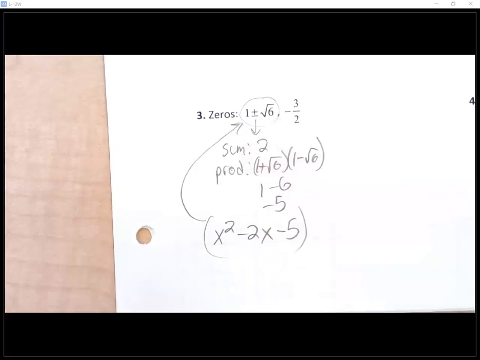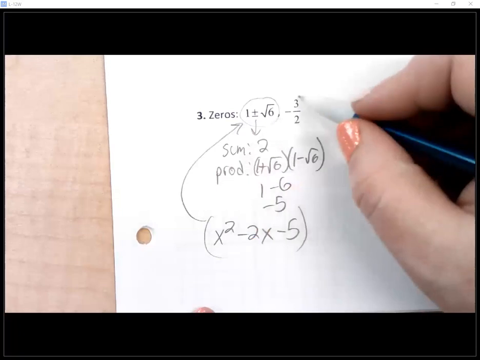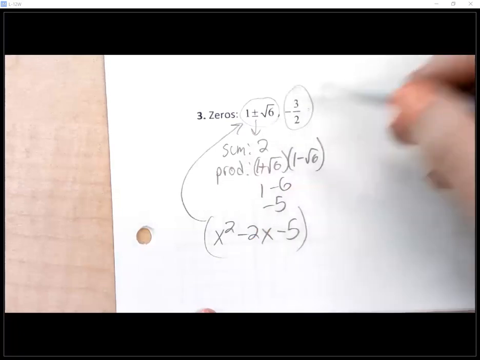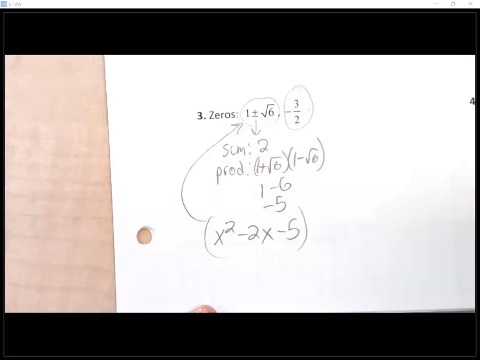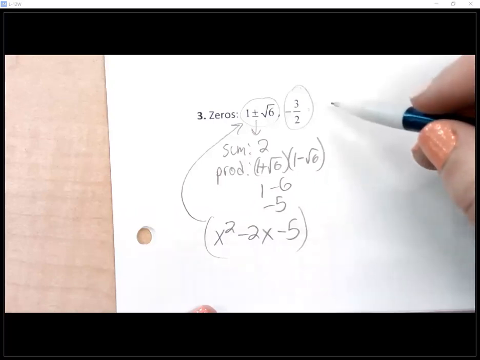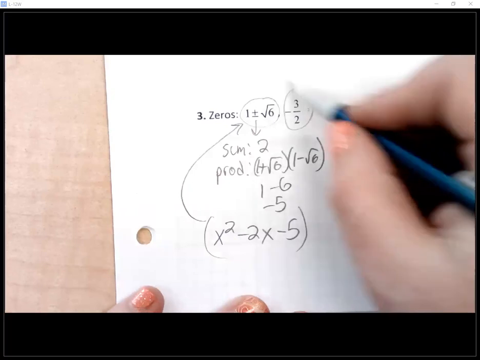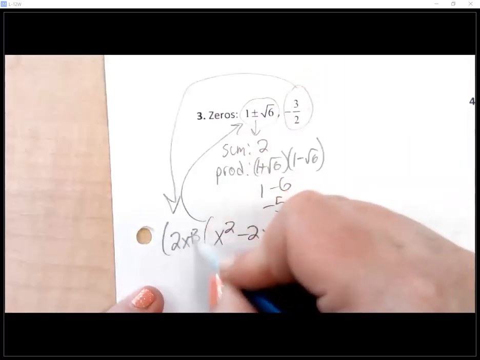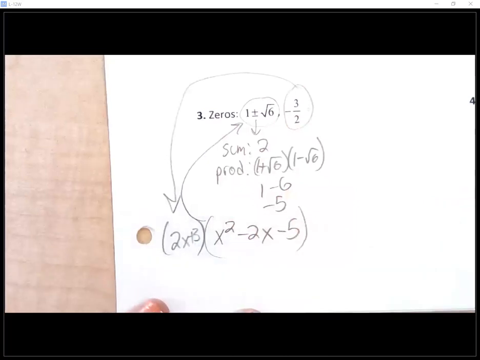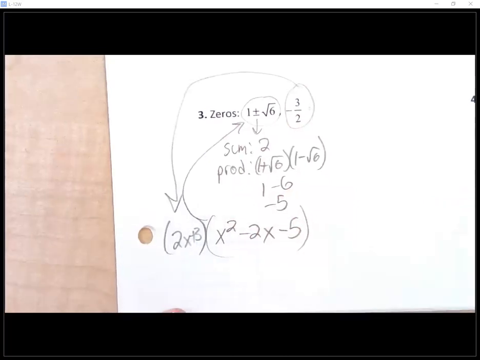So now all I have left to do is to multiply it by the factor that produced this 0. So if -3 halves is the 0, what's the factor that it came from? Keller? 2x plus 3. Yes, I'm going to write it out in front here because that's how I like to do it. 2x plus 3, right? Wouldn't you get -3 divided by 2? And that would give me -3 halves. All I have to do now is multiply these 2 together and I'm done.